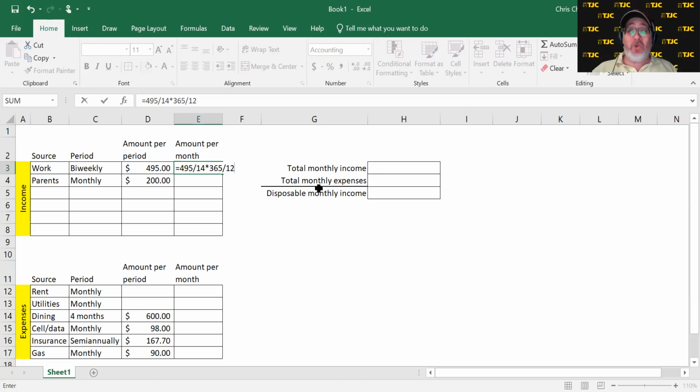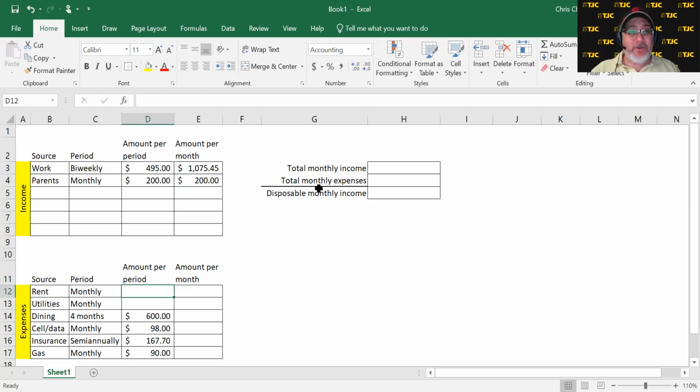So I'm asking it to do a lot of things at once. Take the 495 divided by 14 to get it to days, times 365 to get it up to years, divided by 12 to get it back down to months. And on average, it's $1,075.45 per month. The other line of income is easily, parents give me $200 per month, so the monthly is $200. No calculations there.